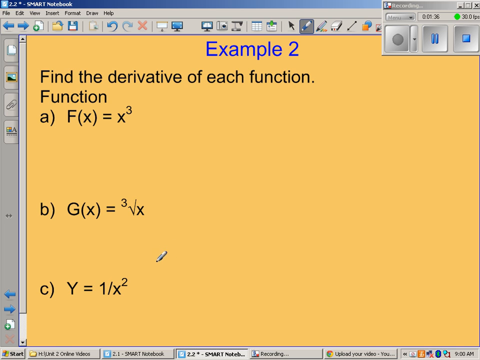Basically, what the power rule says is, if we're going to find the derivative of this, f prime of x, we multiply the function by the power, and then we reduce the power by 1, which gives me 2.